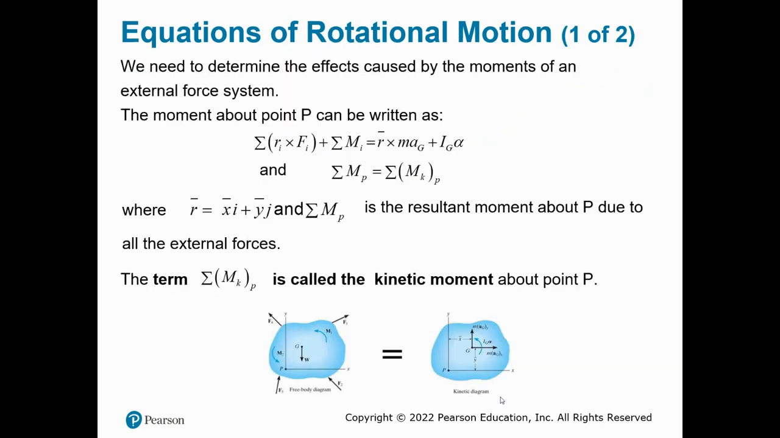We need to determine the effect caused by the moment of an external force system. The moment about point P can be written as sigma r cross F plus sigma M_i equals r cross m a_G plus I_G alpha. And over here, you have sigma M_P equals sigma (M_k)_P. Here r equals x i plus y j, and sigma M_P is the resultant moment about point P due to all the external forces. Notice that this is about P, and the term sigma (M_k)_P is called the kinetic moment about point P.